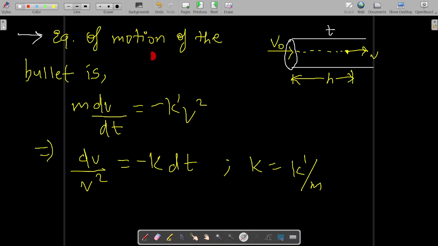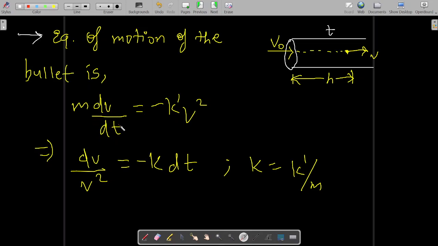So the equation of motion of the bullet is like this, obviously. Why? Because there is no other force acting on the bullet, so mass into acceleration. If we draw the free body diagram of the bullet, then mass into acceleration will be the net external force, and the net external force is the resistive force only, the resistive force offered by the plank. The resistive force was proportional to v square, and when we remove the proportionality, the constant k dash will come. And mass into acceleration, let us write the acceleration as dv by dt.